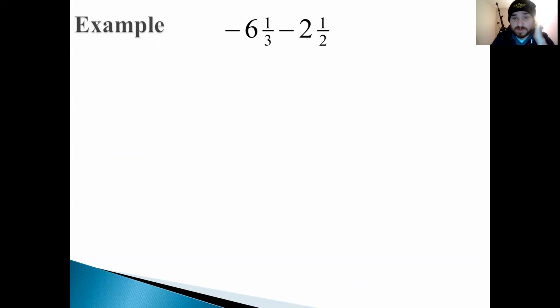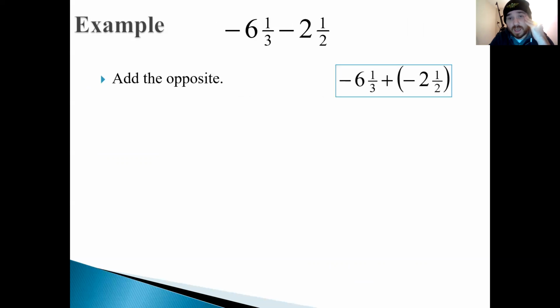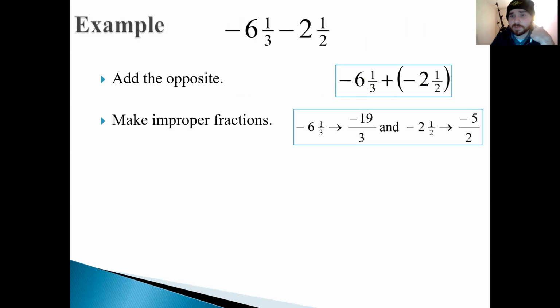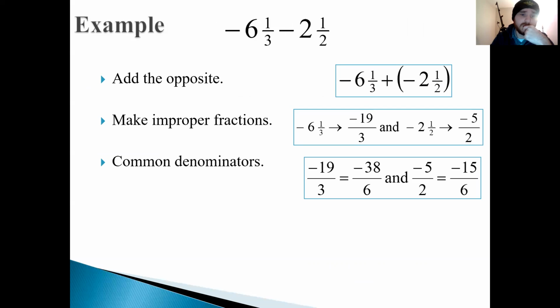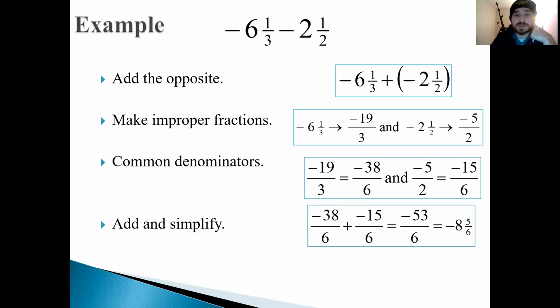So here's an example. We have -6 1/3 minus 2 1/2. So our first step is going to be to rewrite this as adding the opposite, if we're doing this the full fancy way. So now we have -6 1/3 plus -2 1/2. Then we need to make our mixed numbers into improper fractions. So we get -19 over 3, -5 over 2. Get our least common denominator, which is 6. So -38 over 6, -15 over 6. Add those together, -53 over 6.